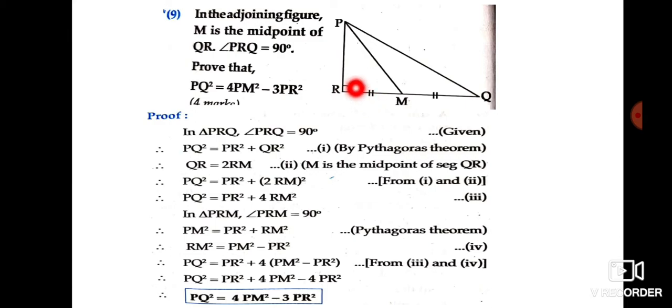One is triangle PRM and one is triangle PRQ. Both are right angle triangles. Since M is the midpoint, PM becomes the median.